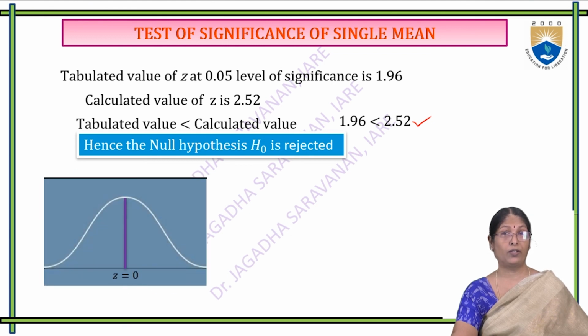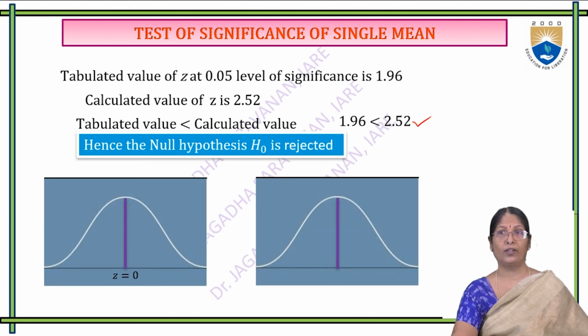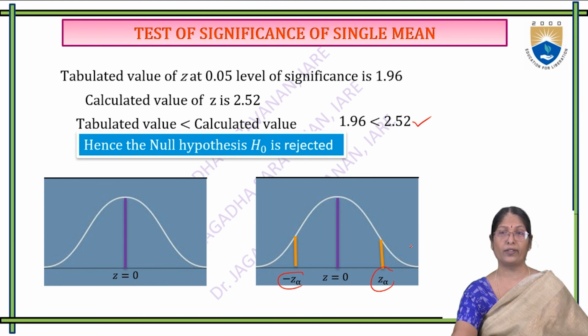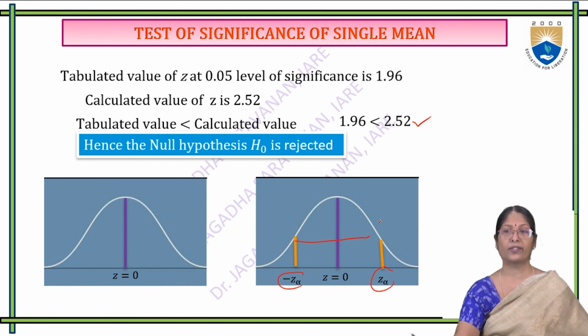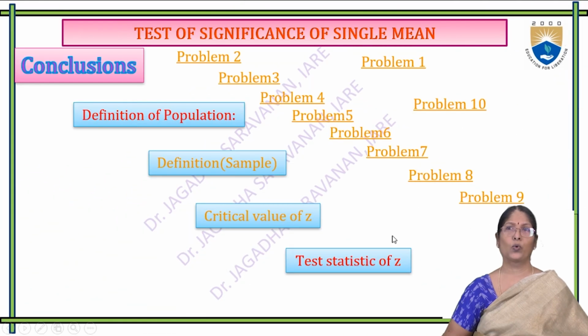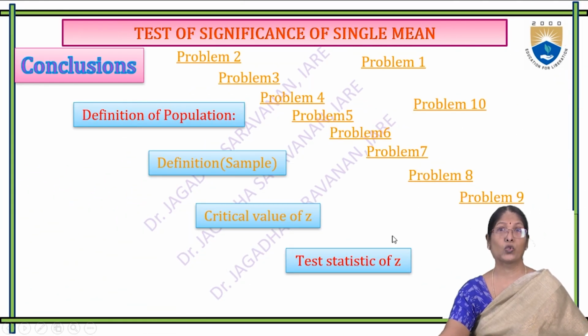So the symmetric bell-shaped curve is ready, and for the two-tailed test, it runs from minus z alpha to z alpha, with minus z alpha taking the value minus 1.96 and z alpha being 1.96. This particular section is accepted. These two sections are rejected sections. So in detail, we discussed many graphical representations, nearly more than 10 problems under this topic, test of significance of single mean.